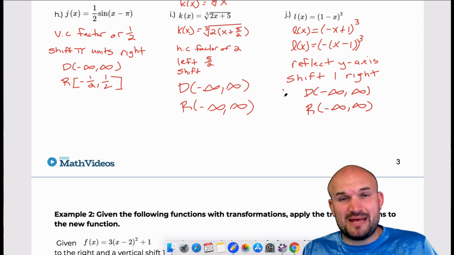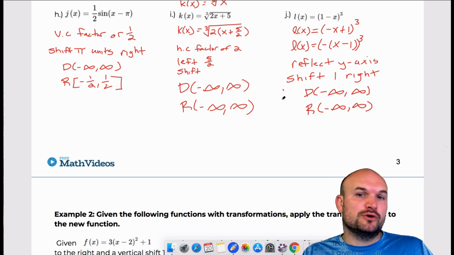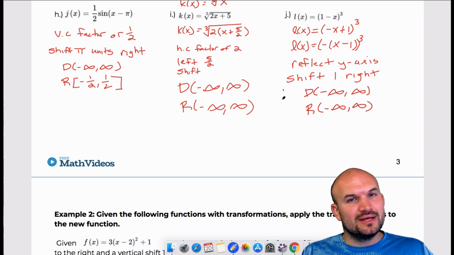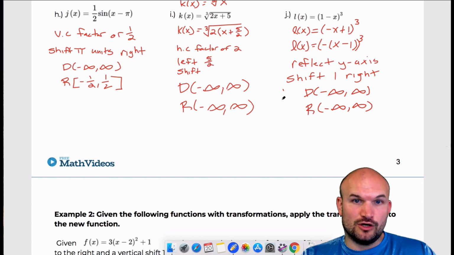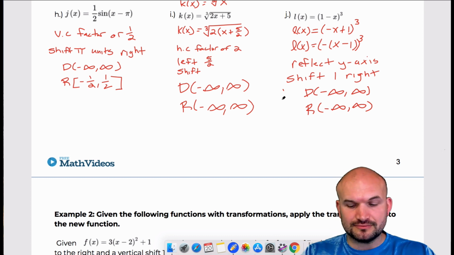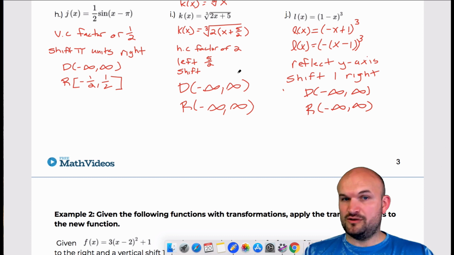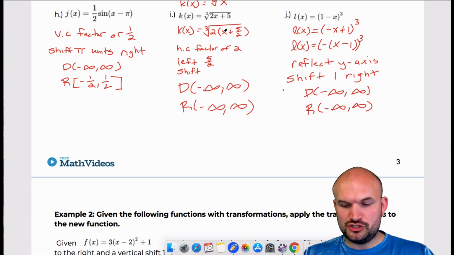Again, if my domain and range are unrestricted, then I don't need to worry about the transformations. They are not going to affect the domain and range at all. If my domain is restricted, so it's not going from negative infinity to infinity, then the only thing that's going to affect the domain is a reflection about the y-axis or a horizontal shift. If my range is restricted, the only thing that's going to affect the range is a reflection about the x-axis or a vertical shift, h and k.